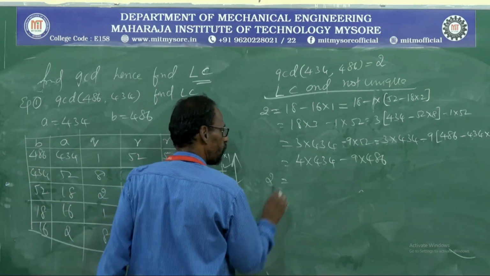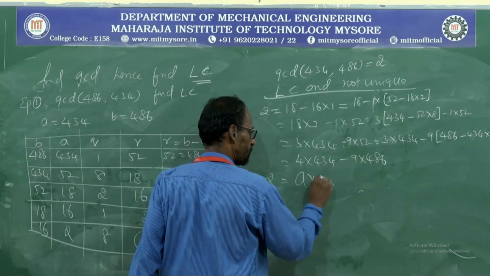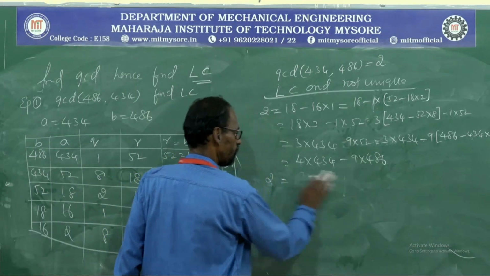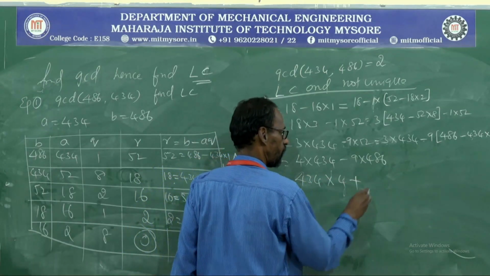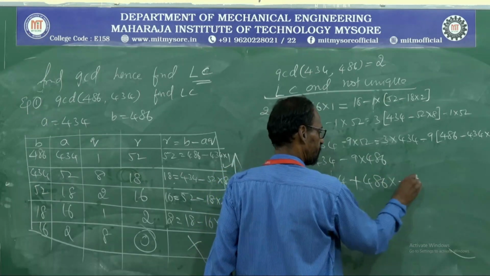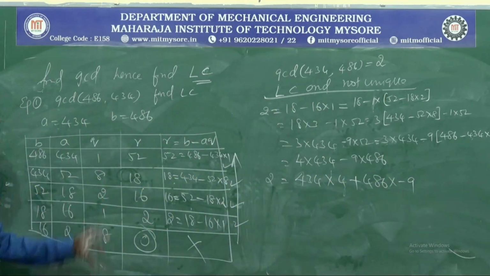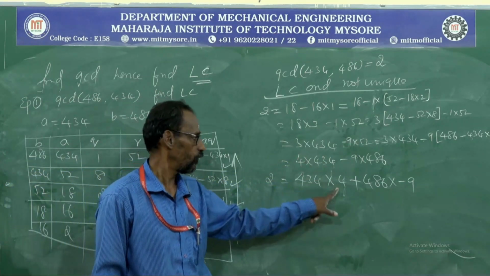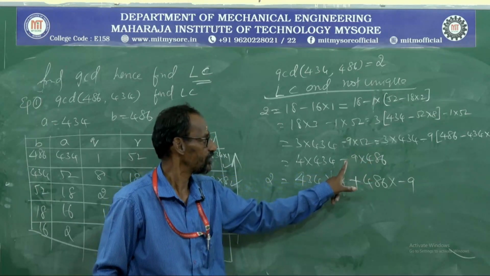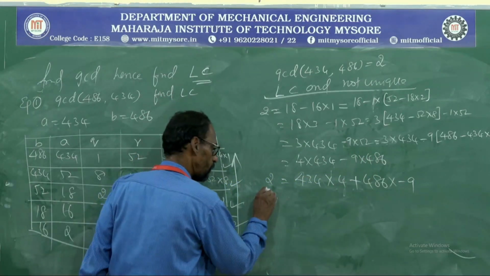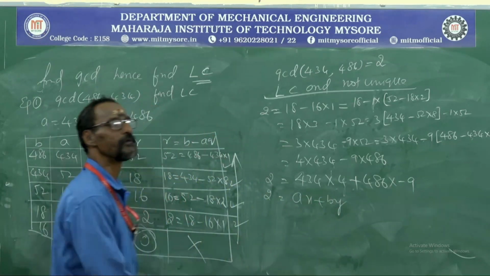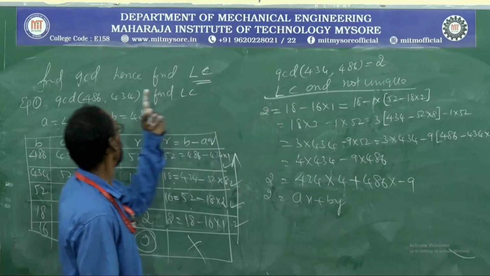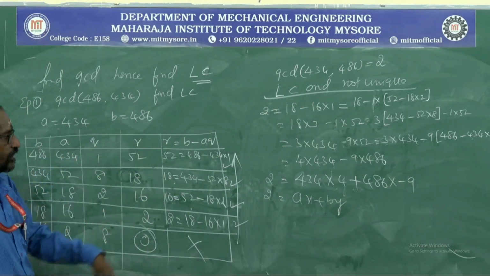Now we can write it equal to a into x plus b into y. How? We can write here 434 times 4 plus 486 into minus 9. I am putting it in a very standard format: 434 into 4 plus 486 into minus 9. Now we got 2 equal to a into x plus b into y. A and b are already given.